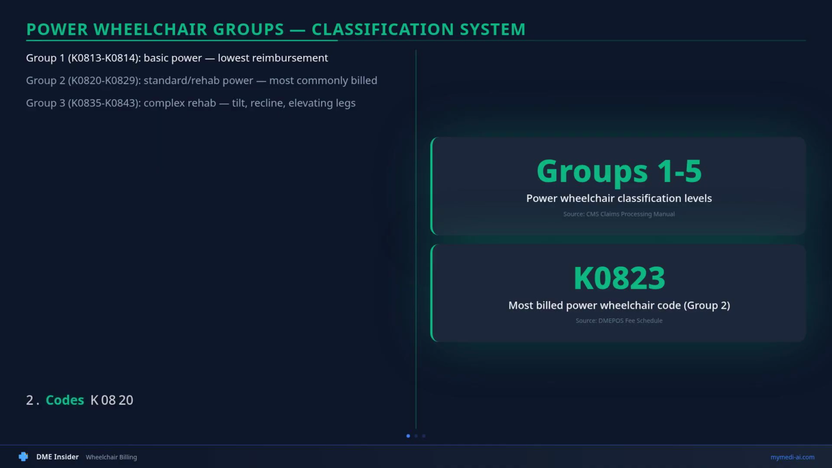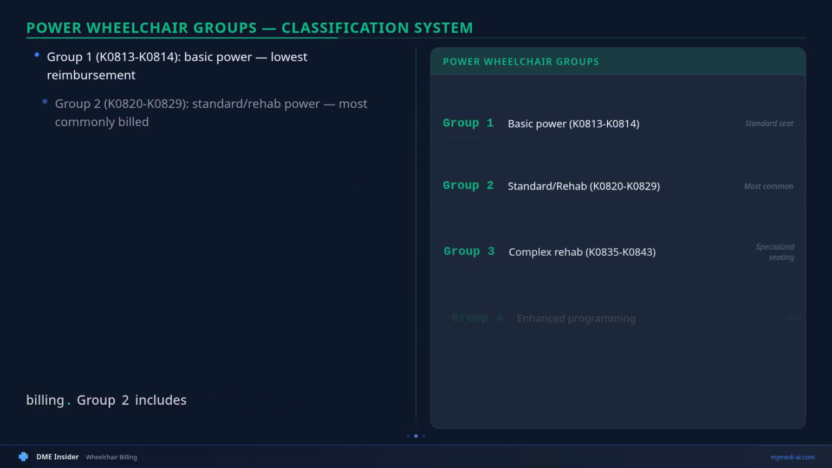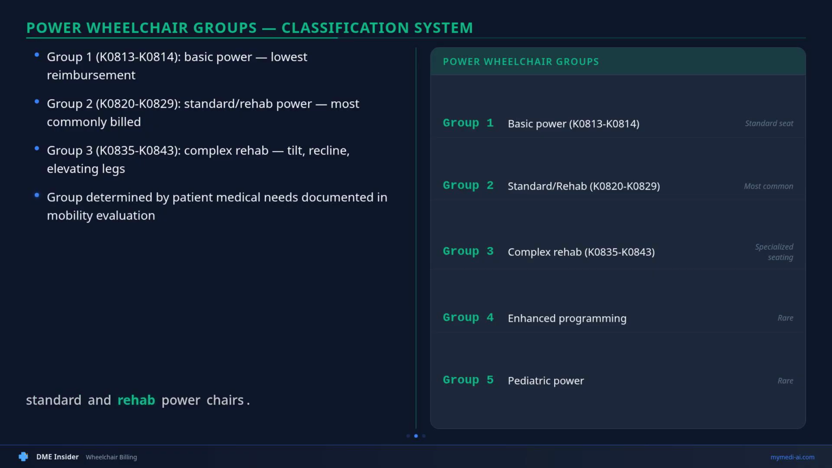Group 2, codes K0820 through K0829, are the workhorse of power wheelchair billing. Group 2 includes standard and rehab power chairs. Code K0823, specifically, is the Group 2 power wheelchair without power options. This is the most commonly billed power wheelchair code, and it pays significantly more than Group 1.